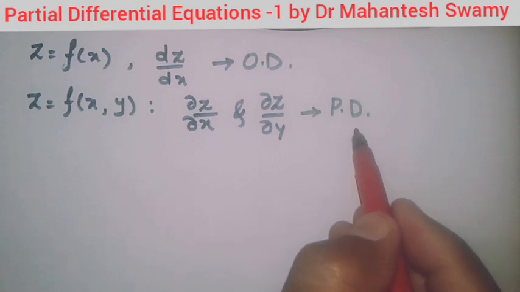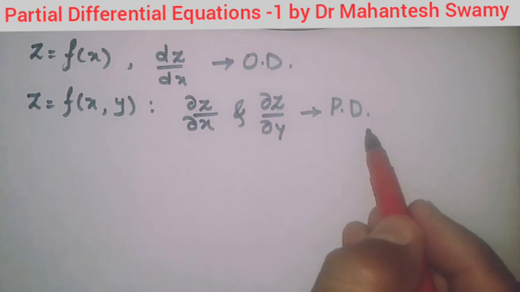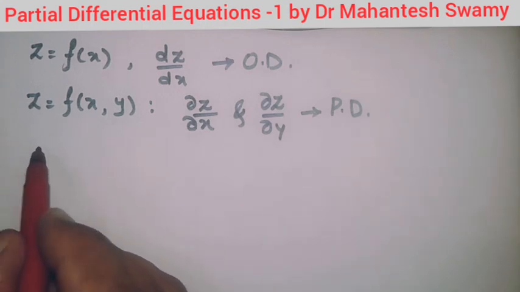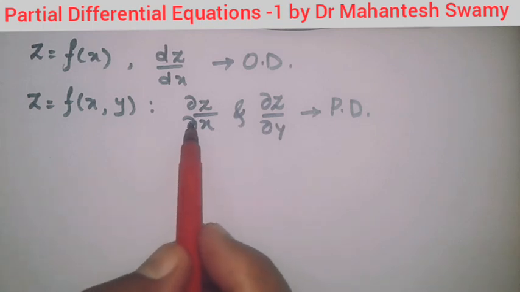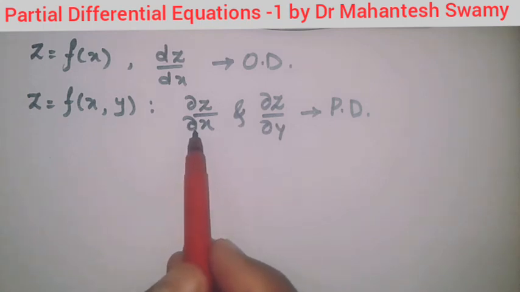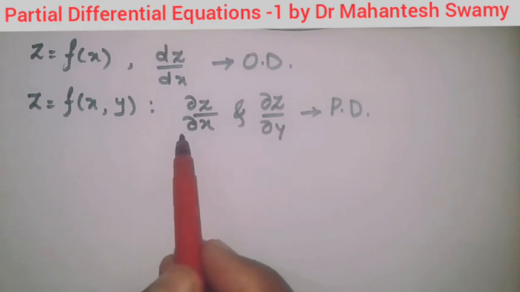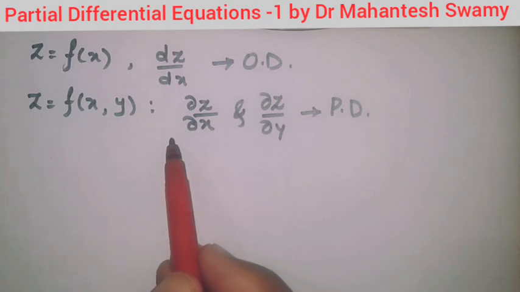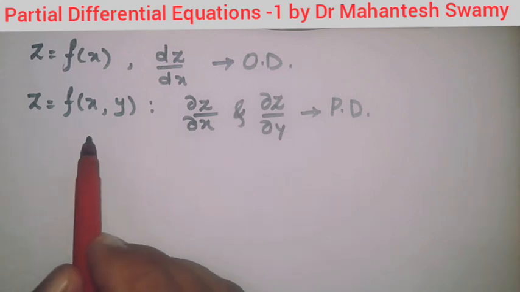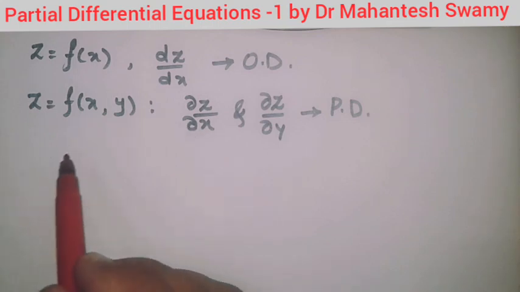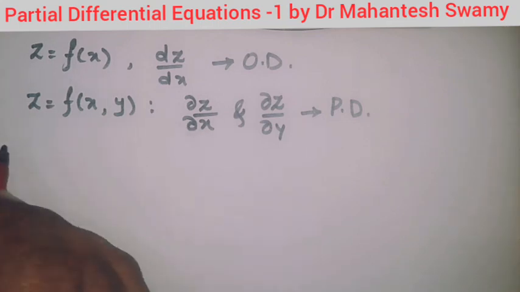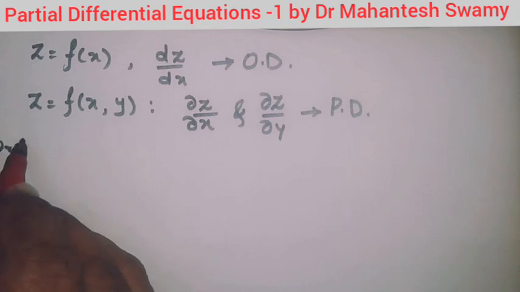Now let us define what is meant by the order of the partial differential equation. So the order of the partial differential equation is the order of the highest derivative term appearing in the differential equation, as we have defined in the case of ODE, that is ordinary differential equation. The same thing we are going to define here also, that is the order of the highest derivative appearing in the differential equation is called the order of the differential equation. So we have defined the order.